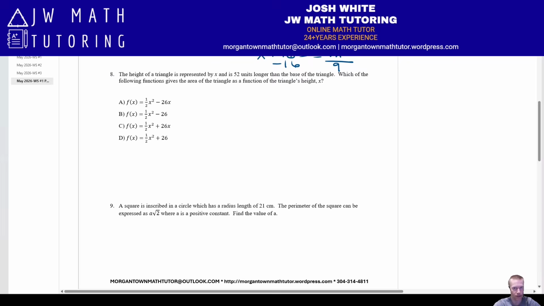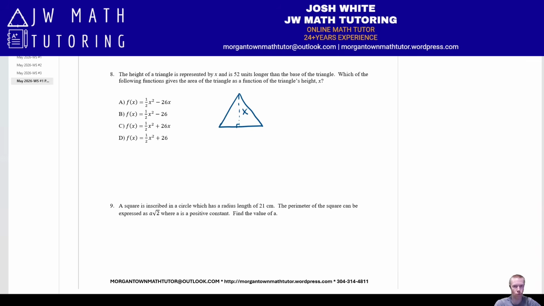Question number 8. So in this one, you have some information about a triangle, and you're trying to find an expression for its area. So basically, we don't know that this is a right triangle, so I'm not going to draw it as a right triangle. The height is represented by x. So, okay, let's say this is the height right here, and the height is 52 units longer than the base.